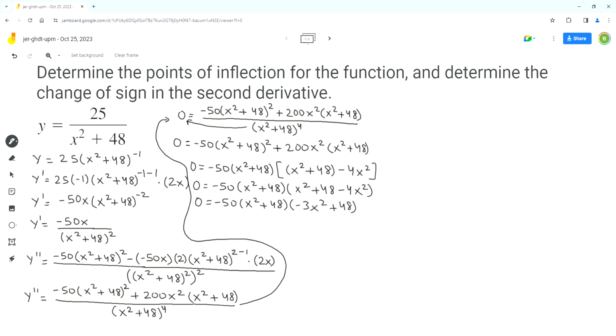We can set the factors equal to 0 and solve for x. The first factor is x squared plus 48 equals 0. Now we can isolate x by subtracting 48 from both sides, so the 48s on the left side get cancelled out. So we get x squared equals negative 48. Now the square of a number cannot be equal to a negative number, so from this case, we get no solution.